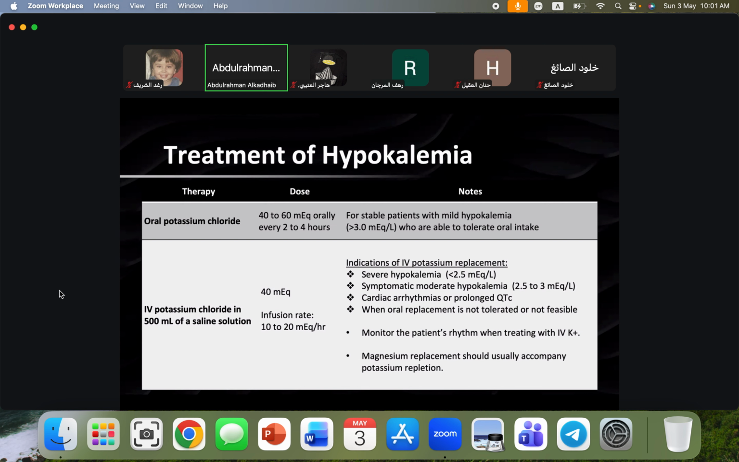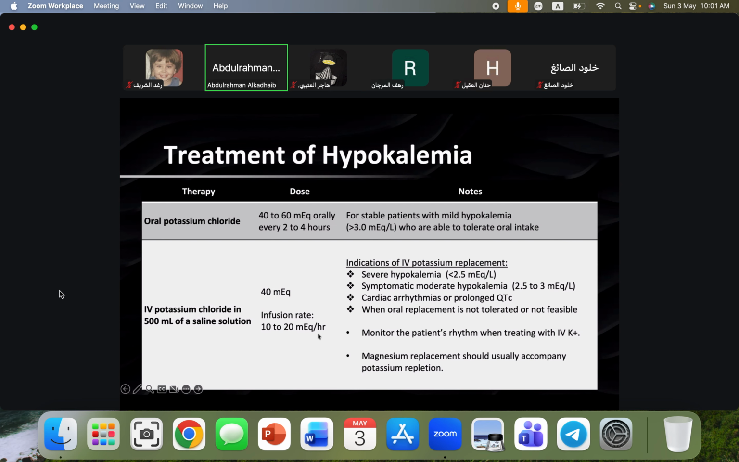And in cases of severe hypokalemia, or if the patient cannot tolerate oral intake, we usually go for the IV potassium replacement using IV potassium chloride. And again, we use it in severe hypokalemia or symptomatic moderate hypokalemia, or in case of severe arrhythmias or prolonged QT, or when the patient cannot tolerate oral intake because of, for example, repeated vomiting or nausea.